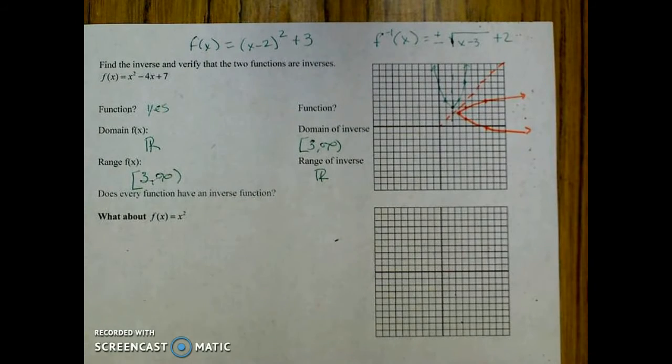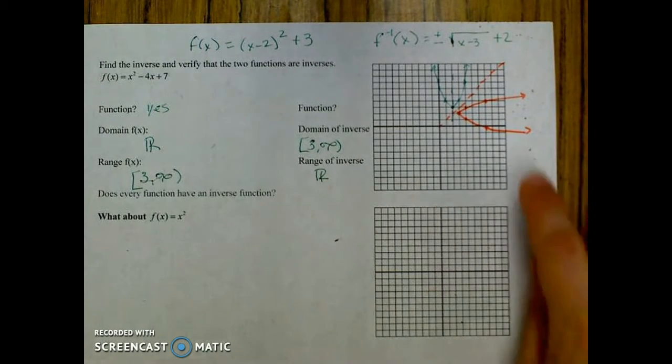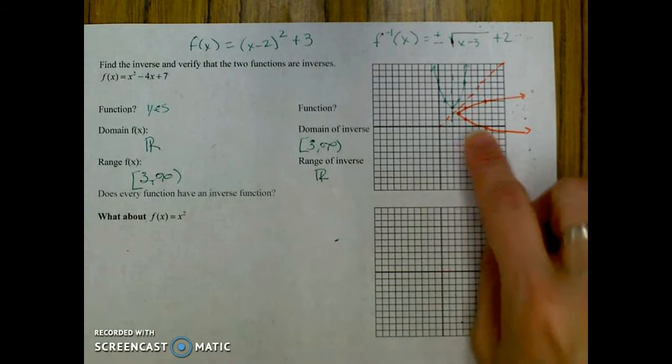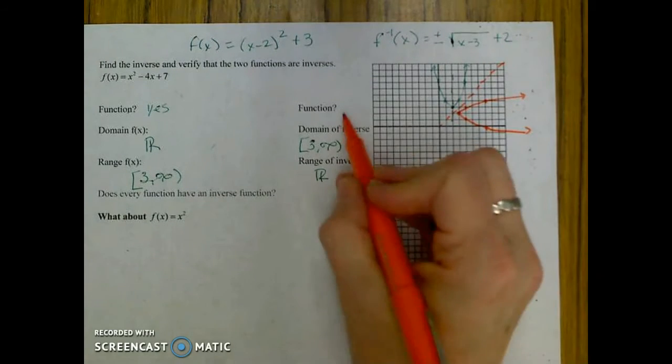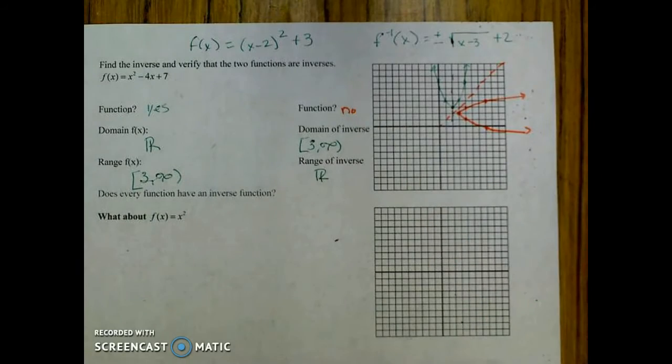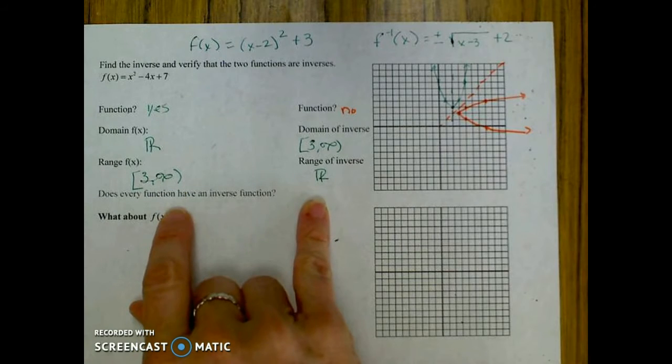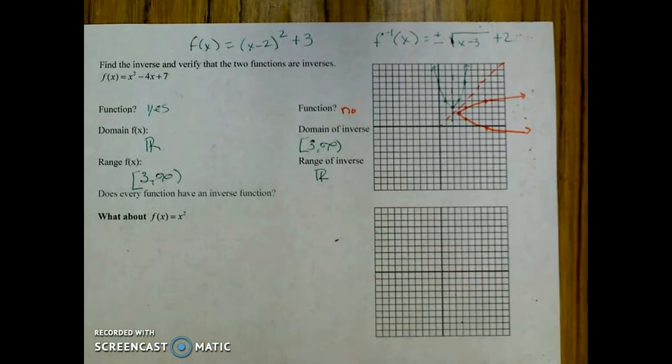Okay, so function f is the green one, and the inverse is the orange. No, the orange is not going to be a function. The green will, and our domain and range are given. And we want to know, does every function have an inverse function? Answer the question, let me know what you think.